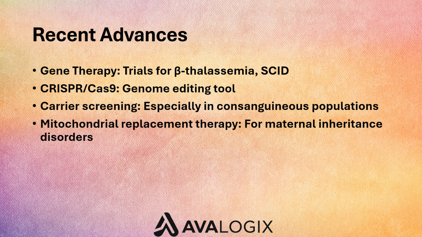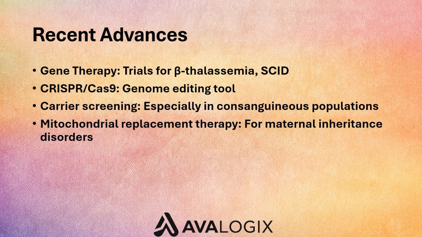2. CRISPR-Cas9. Next, you've probably heard about CRISPR/Cas9. It's a powerful genome editing tool. Imagine having molecular scissors that can cut DNA at a precise spot. Scientists use CRISPR to edit faulty genes, potentially curing inherited diseases. It's fast, efficient, and cheaper than older gene editing methods. CRISPR is still in early clinical stages for many disorders, but it's showing incredible promise, especially for blood disorders like sickle cell anemia.